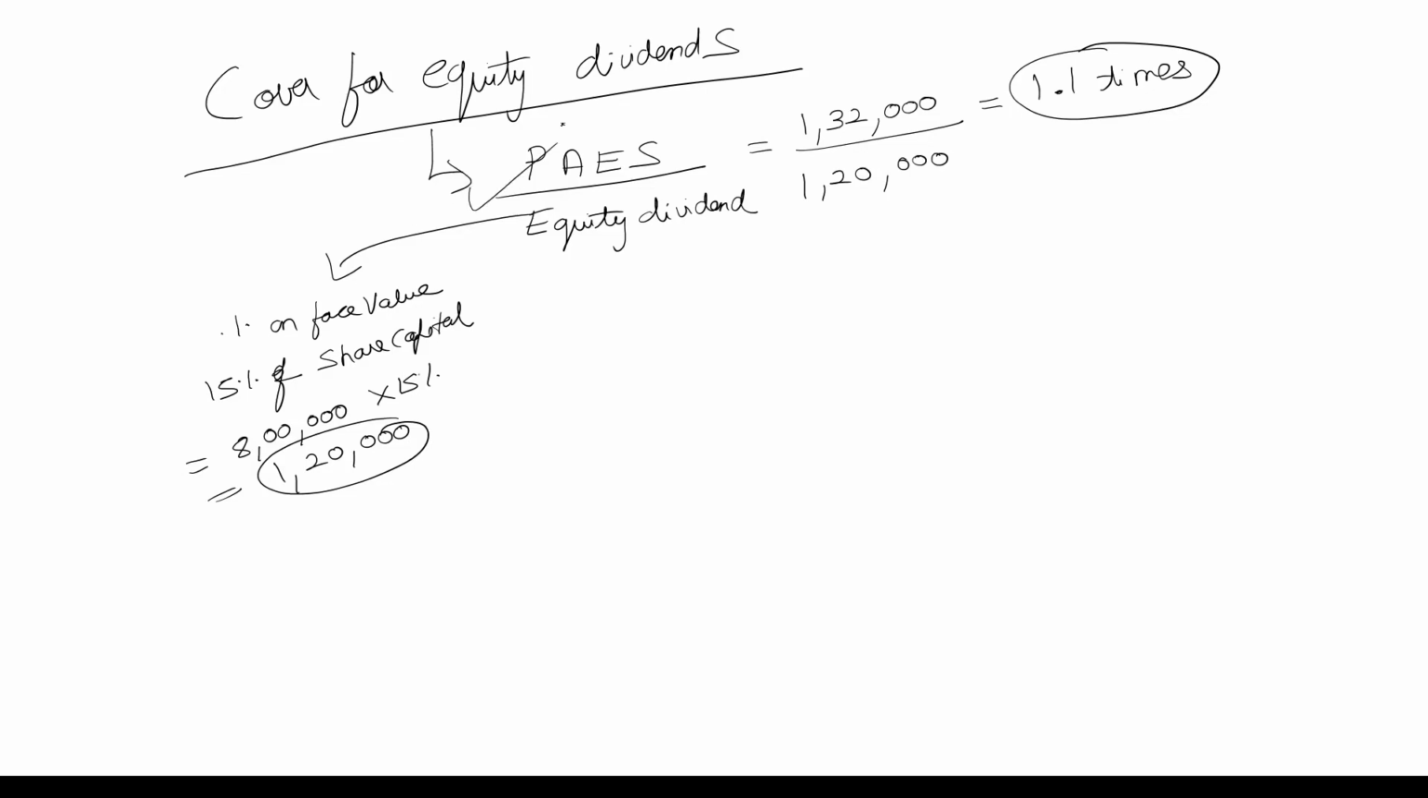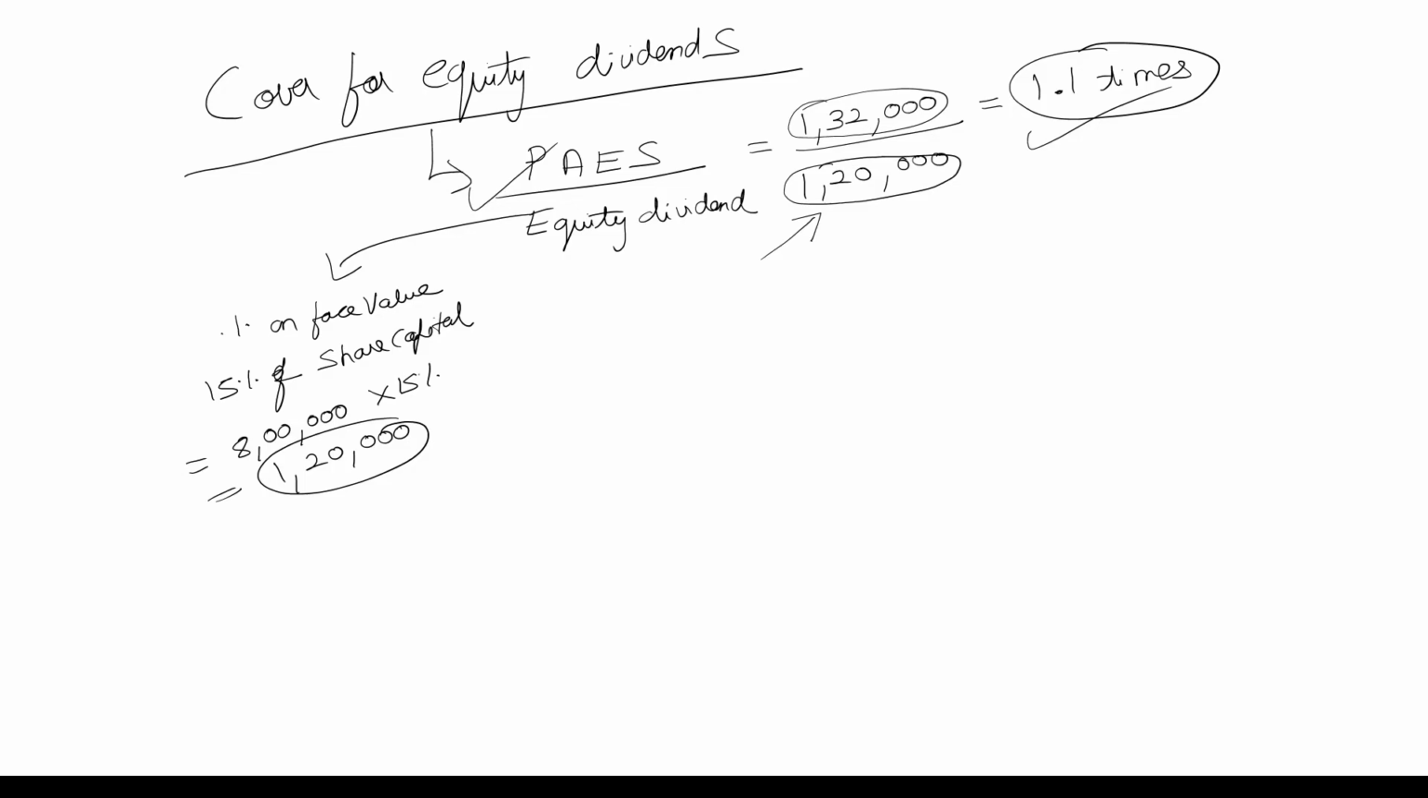So this is the definition, this is the calculation. Now we'll take a quick look into what we mean by the cover for equity dividends. The understanding is very similar to what we had in the previous case where we looked into cover for preference dividends. The company wishes to pay 1,20,000 as dividends to equity shareholders. But from what would it pay this 1,20,000? It would pay from the profit level of 1,32,000. See, it is only this 1,32,000 that is available to equity shareholders.